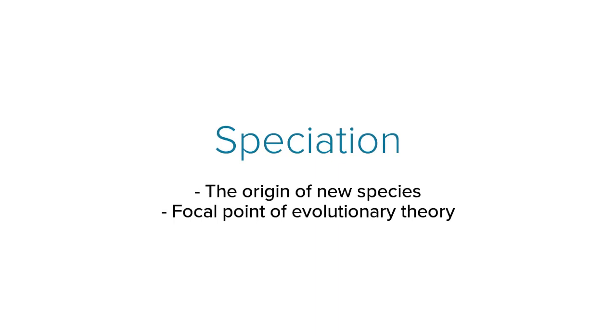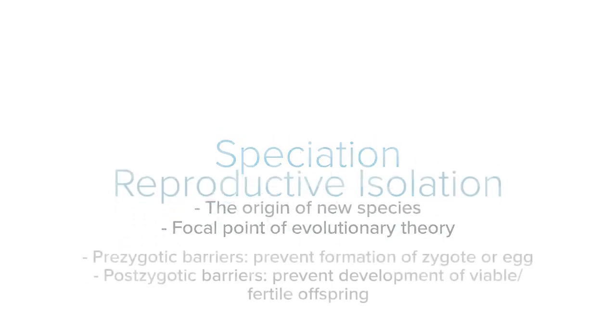Speciation is the origin of new species, and it's a focal point of evolutionary theory because evolutionary theory must be able to explain how new species originate and how the population evolved.